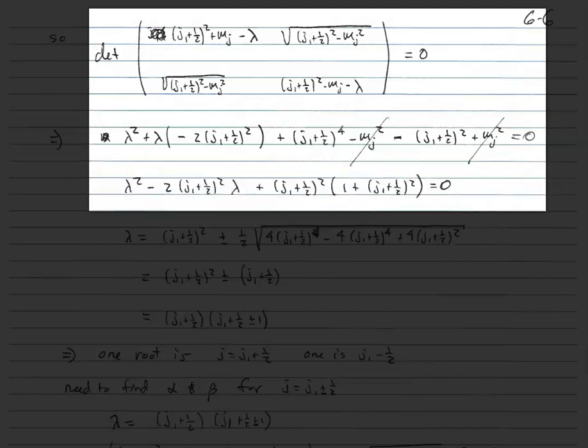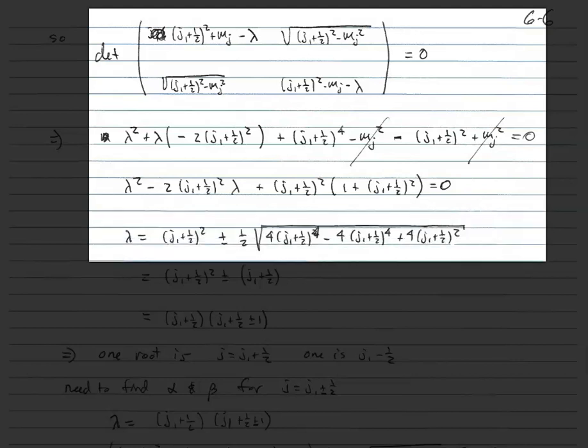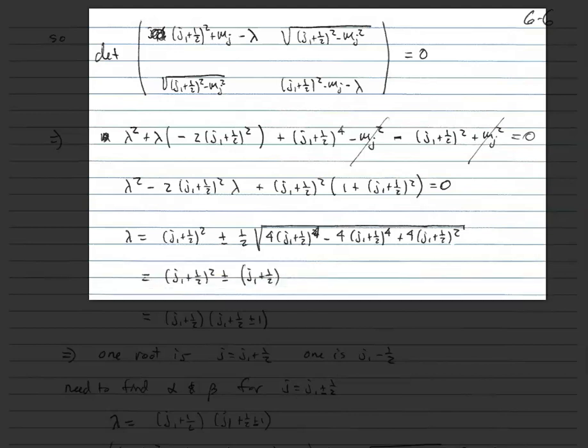And now we do some simplifications. Okay, so you can see what you're going to get is lambda squared minus 2 (J1 plus a half) squared times lambda plus (J1 plus a half) squared times (1 plus (J1 plus a half) squared). That whole thing equals 0. That's a quadratic equation. We can immediately find the roots. We get (J1 plus a half) squared plus or minus 1/2 the square root of 4 (J1 plus a half) to the 4th minus 4 (J1 plus a half) to the 4th plus 4 (J1 plus a half) squared. Those first two terms cancel. I have a perfect square. I take the square root.